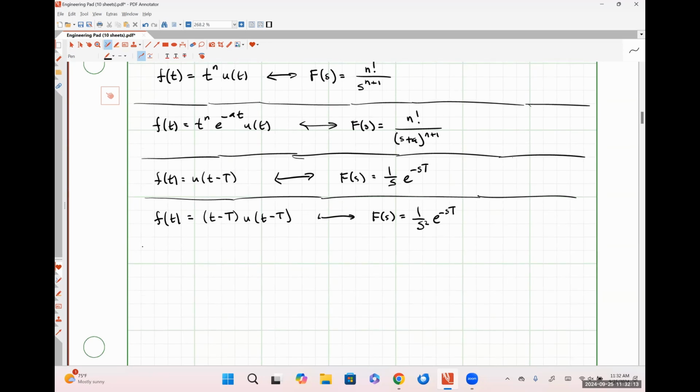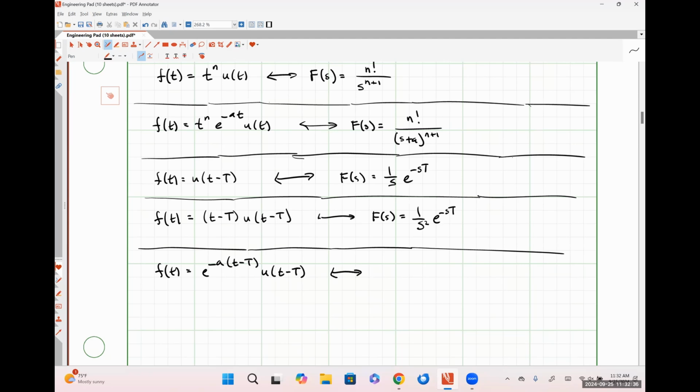And the last one that I'm going to do with you guys for today is a time-shifted, frequency-shifted unit step function. So we are just going to apply the time shifting and frequency shifting properties simultaneously. So what should our Laplace transform be?